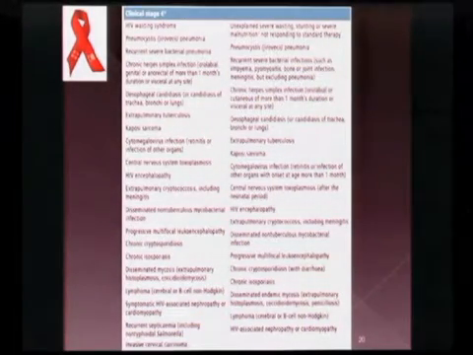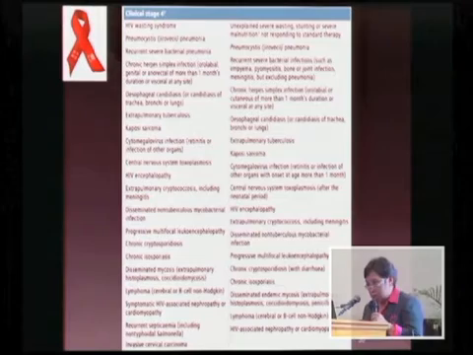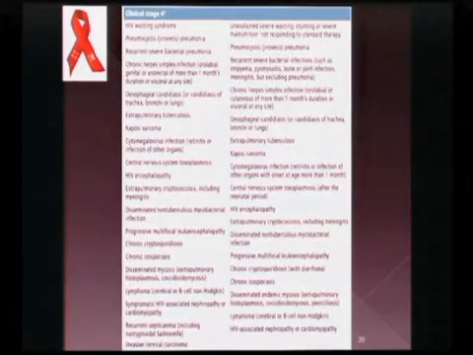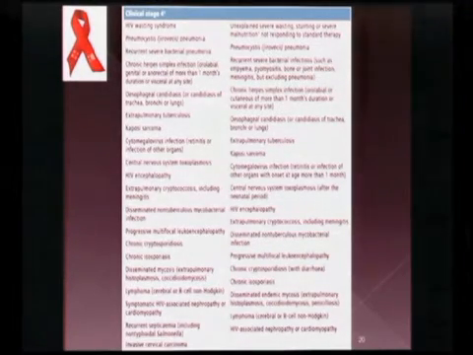Extrapulmonary TB, Kaposi sarcoma, CMV retinitis, CNS toxoplasmosis, usually after the neonatal period. For CMV infection, the age of onset is usually more than 1 month. HIV encephalopathy, extrapulmonary cryptococcosis, which includes meningitis, disseminated non-tuberculous mycobacterial infection, progressive multifocal leukoencephalopathy, chronic cryptosporidiosis, chronic isosporiasis, disseminated endemic mycosis, lymphoma, which is more common in children than in adults. You also have leiomyosarcoma, which is more common in children than in adults, and HIV-associated nephropathy or cardiomyopathy.